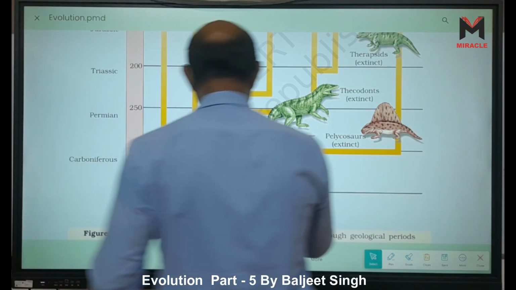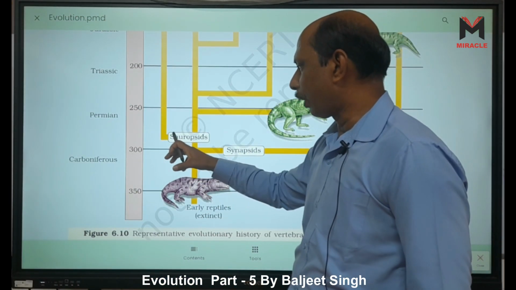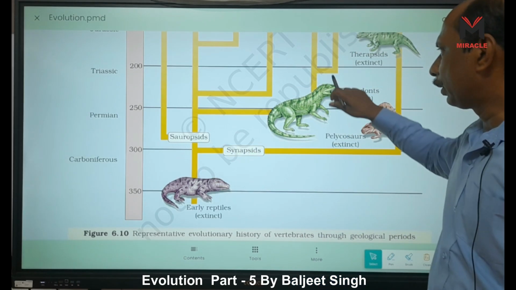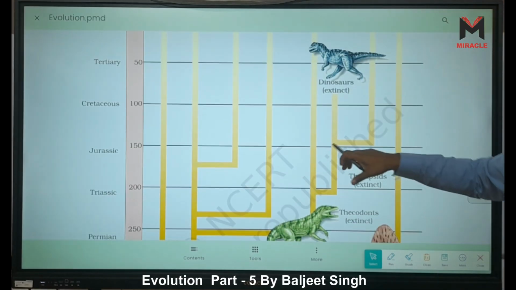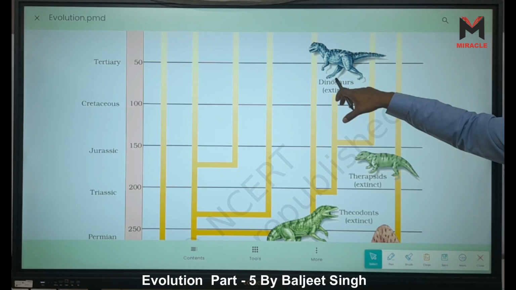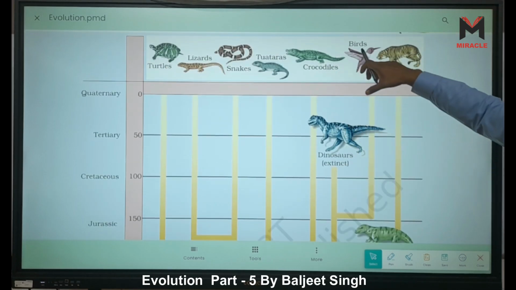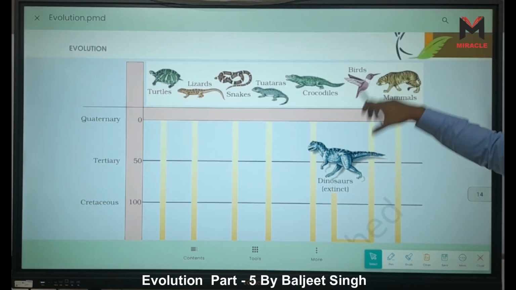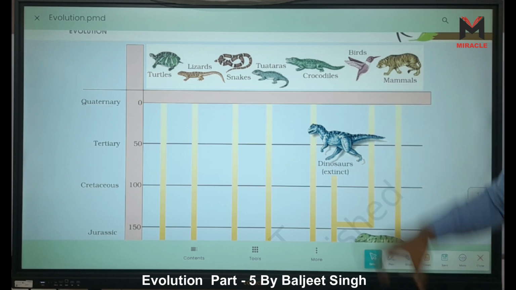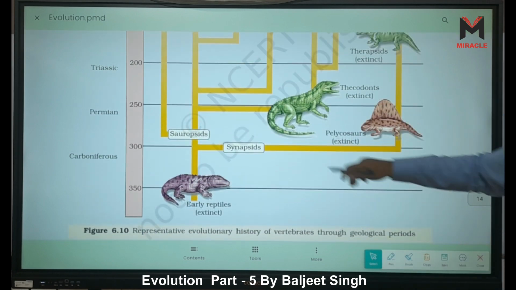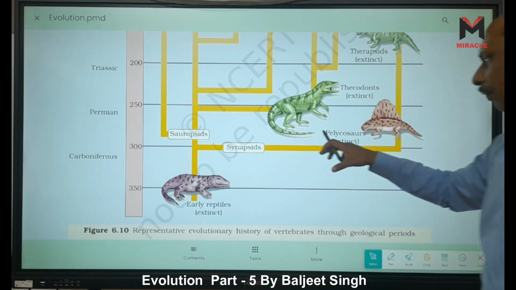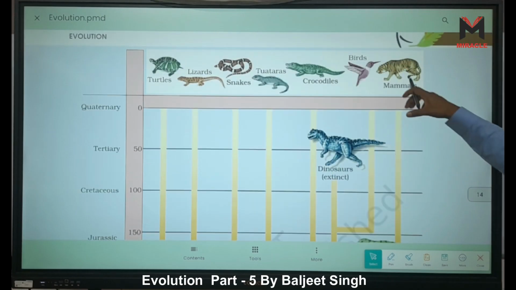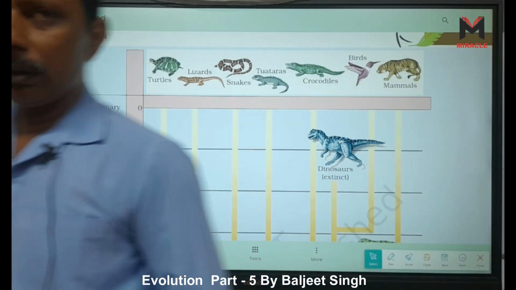The next branch is our synapsids. Early reptiles develop into two branches, sauropsids and synapsids. Through sauropsids, the thecodonts develop into three groups, which develop into birds, dinosaurs, and crocodiles, right? And the second one is synapsids. Synapsids form Pelycosaurs, which are extinct today. These Pelycosaurs developed into today's mammals, right?